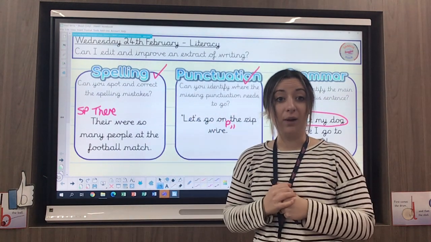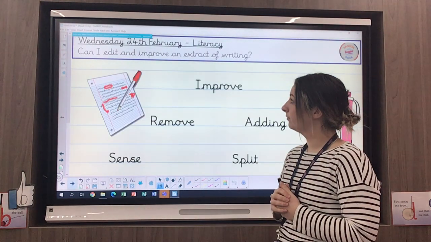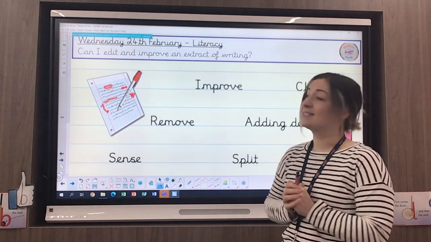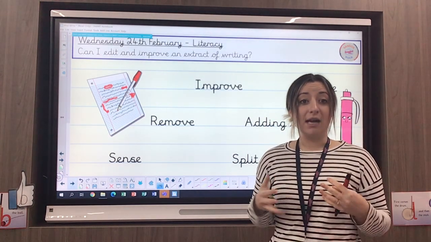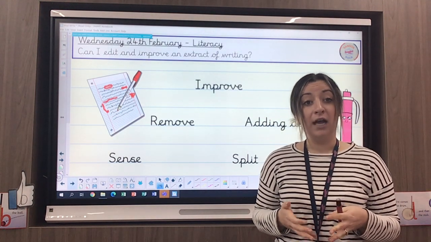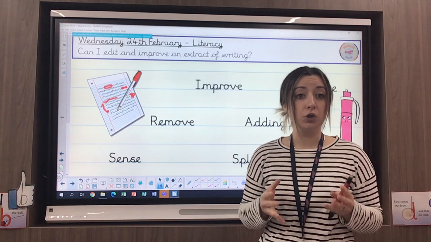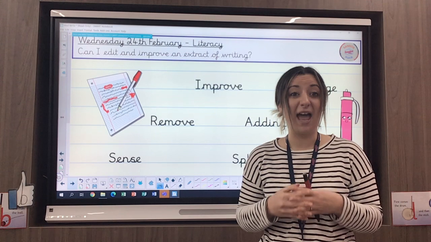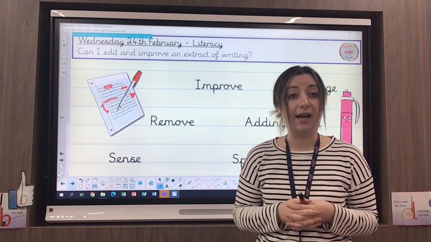Okay, let's have a look what we are doing today. So our learning question says, can I edit and improve an extract of writing? And that comes down to our section 2 of our learning. So I broke up the steps of our learning over the past few days, just so we can really have a think at what editing and improving looks like. So well done to those of you that have done that at home.